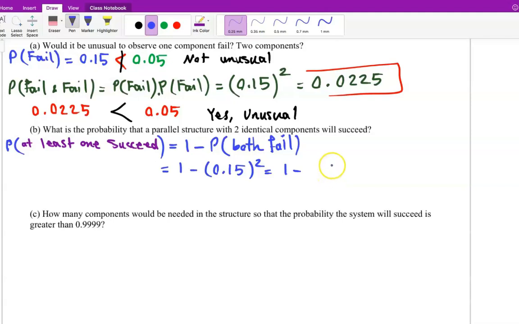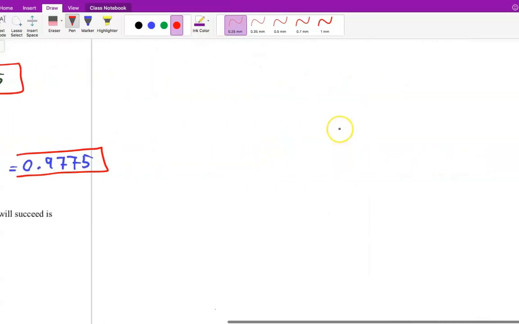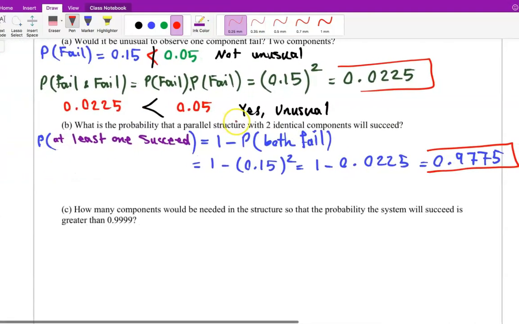We already have the answer from that part. It's 0.0225. That is equal to 0.9775. This may be confusing, what I use at least once succeed, because here we have what is the probability that a parallel structure with two identical components will succeed. I'm going to explain that one more time. So let's write that part here. So this is for part B.